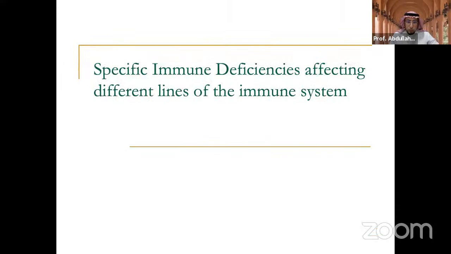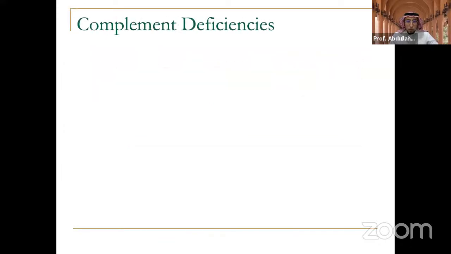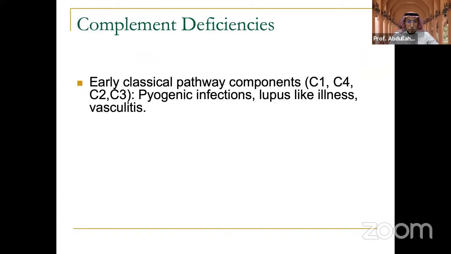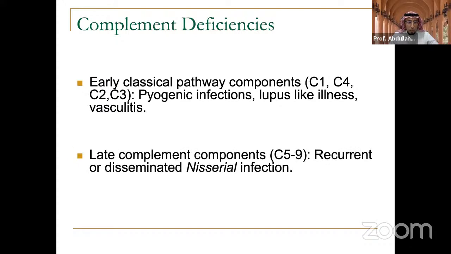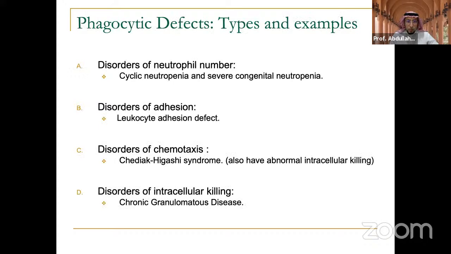So let me talk just briefly and quickly about specific defects affecting different lines of the immune system, with a few examples. First of all, complement deficiencies can affect either the early or the late pathway. If we take the classic pathway as an example, it can affect the early pathway, including C1, 4, 2, and 3, leading to presentation with pyogenic infections and autoimmunity, mainly lupus-like illnesses and vasculitis. Defects affecting the late complement system, from C5 to 9, called the membrane attack complex, will usually present with recurrent or disseminated Neisseria infections.